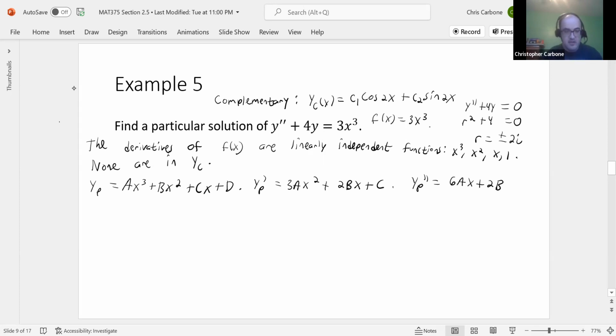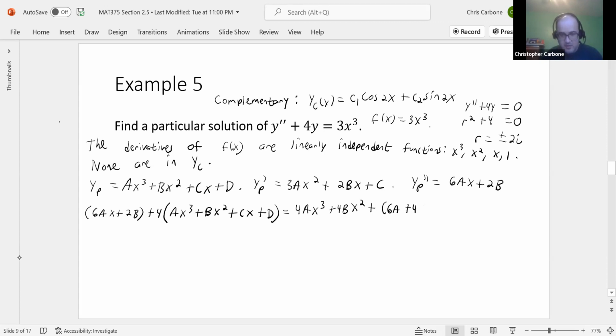So we could plug those now into our differential equation. This is going to be 6ax plus 2b plus 4 times ax cubed plus bx squared plus cx plus d. And we can combine some terms and make it a little bit nicer to help us with our equality in a moment. This would be 4ax cubed plus 4bx squared plus 6a plus 4c times x plus 2b plus d is equal to 3x cubed.